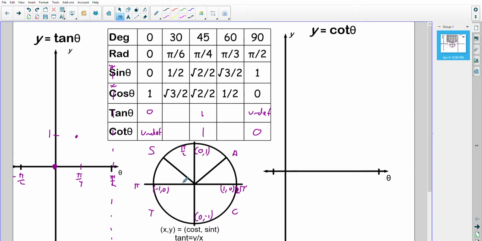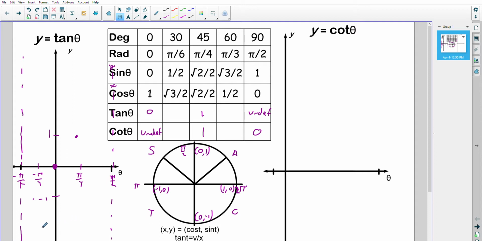Similarly, at negative pi over 2, that's going to come down here. Again, your y over x, you're still talking about undefined, so again, you have an asymptote at negative pi over 2. And if I looked at negative pi over 4, down here, you're going to see that that's equal to a negative 1. It's reflected down, and you know that it's negative because the cosine is positive. So I'm looking at negative 1 and negative pi over 4.